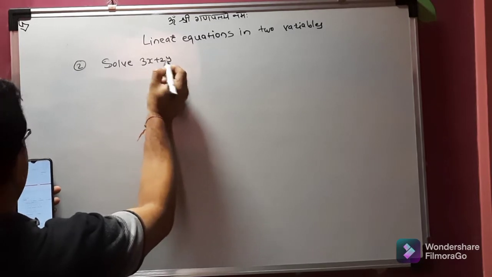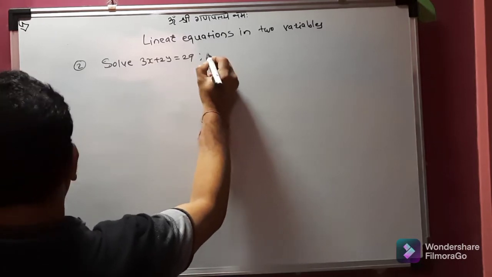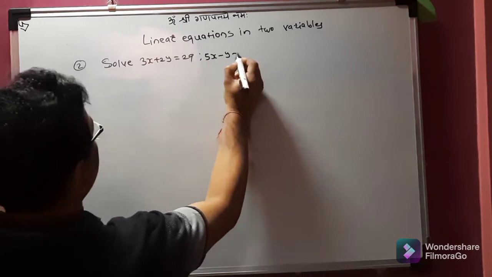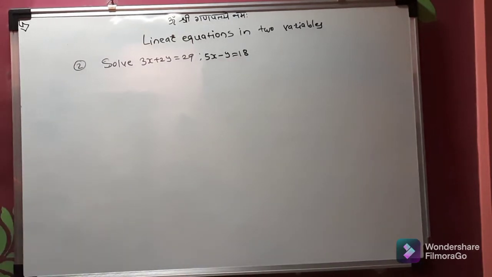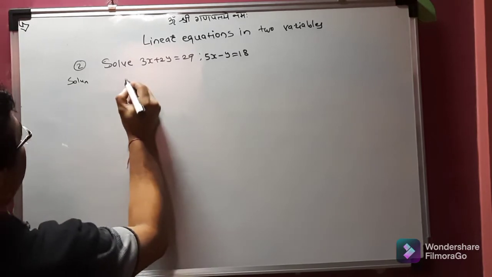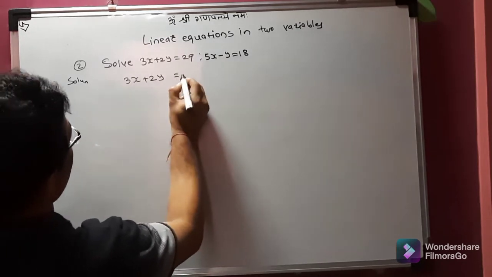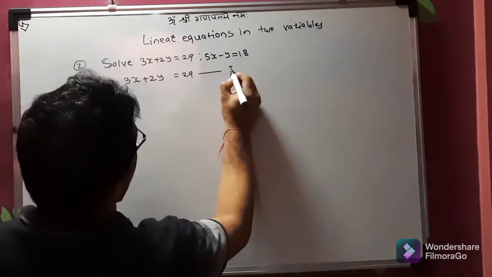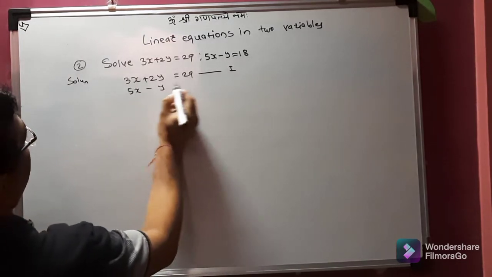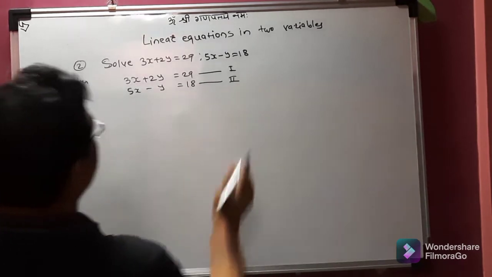3x plus 2y is equal to 29, and the second equation is 5x minus y is equal to 18. So the solution is, first of all we write down the first equation, 3x plus 2y is equal to 29. This is the first equation. The second, 5x minus y is equal to 18, is the second equation.